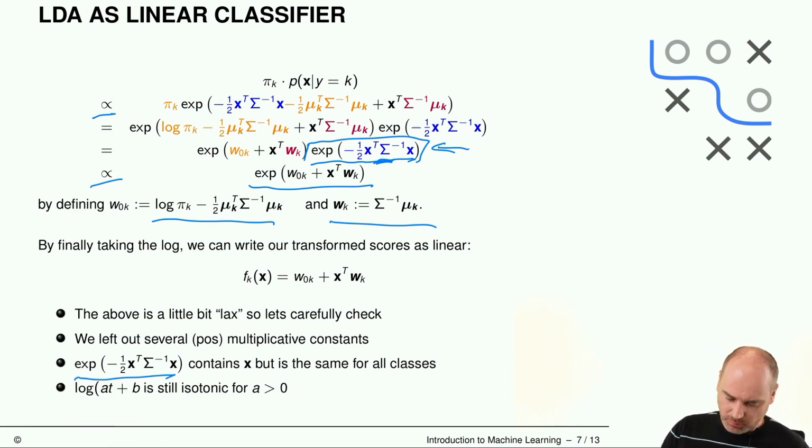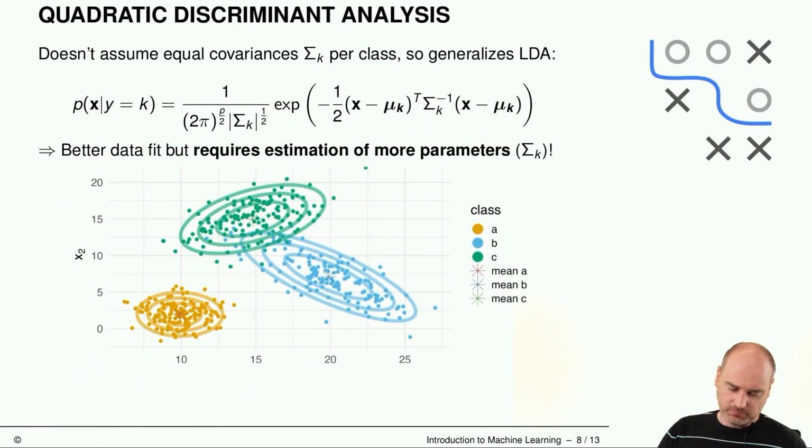First of all, when I compare the classes, I can just divide through by that term. Or I can simply say that if I don't do log at the end, but do a transformation like log of some multiplicative constant a times my argument plus b, this is still an isotonic transformation, especially if my a is positive. So all of that still works, and what we actually did is fine and correct.